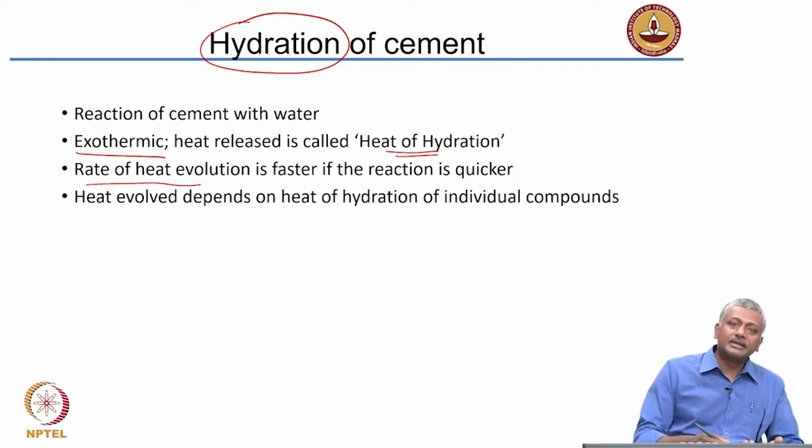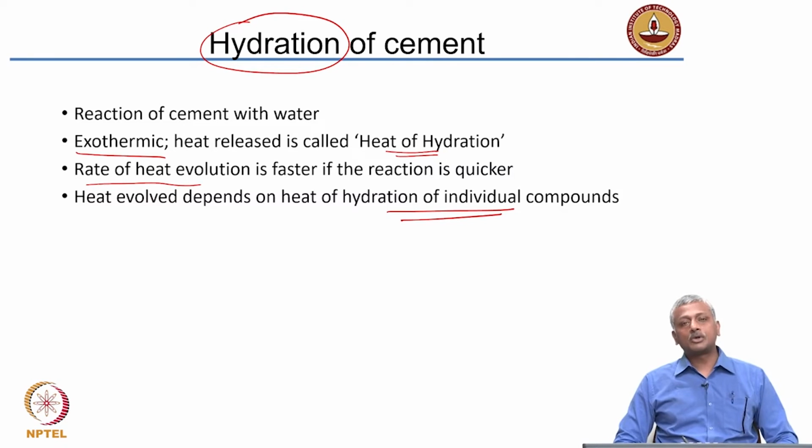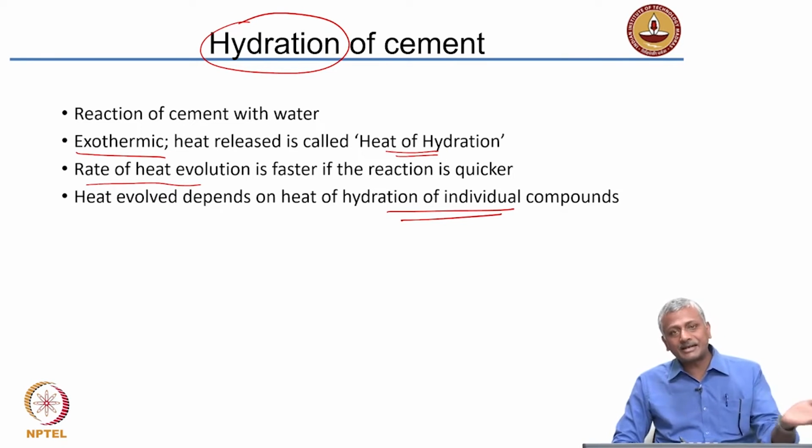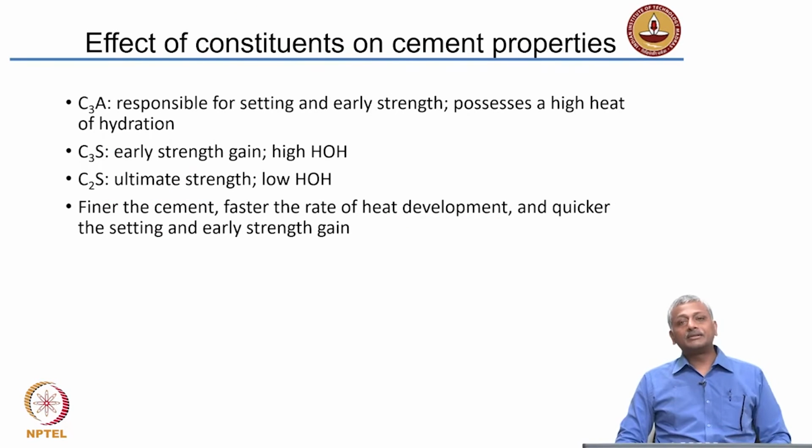And the heat that is developed obviously depends on the heat of hydration of individual compounds. Each compound reacts at a different rate. It turns out that the compound which we call C3A is the fastest reacting compound. It is responsible for setting an early strength, and it possesses a high heat of hydration.